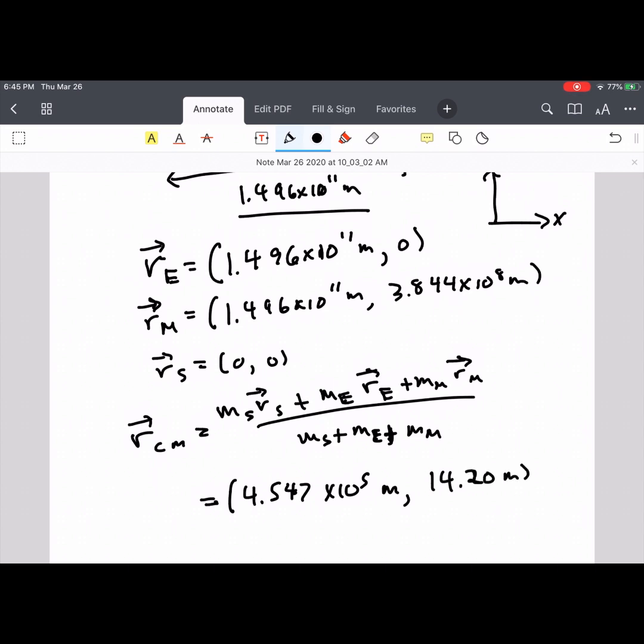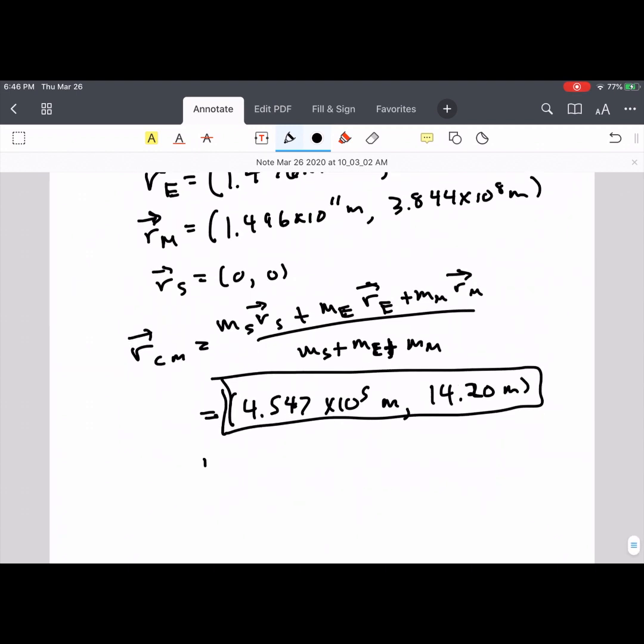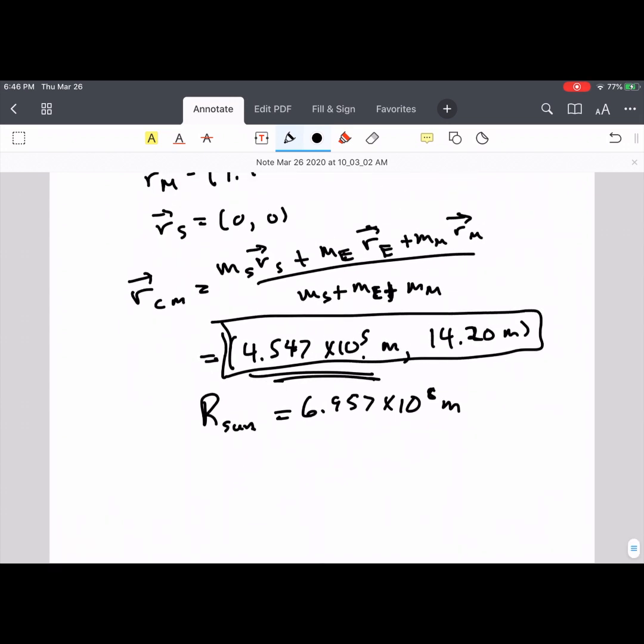So this is a fun little fact about the Earth-Sun-Moon system. The center of mass is actually very, very close to the center of the sun. To give you an idea of how close, the radius of the sun itself is 6.957 times 10 to the 8th meters. So the distance between the center of mass of the sun and the center of mass of the Earth, Sun, Moon system is less than 1/1000th of the radius of the sun. So whenever you have a really heavy object, it's going to dominate the center of mass. When you don't have a heavy object, then you have a more interesting formula.